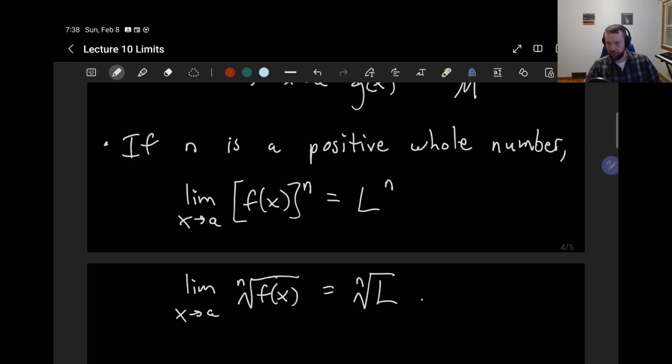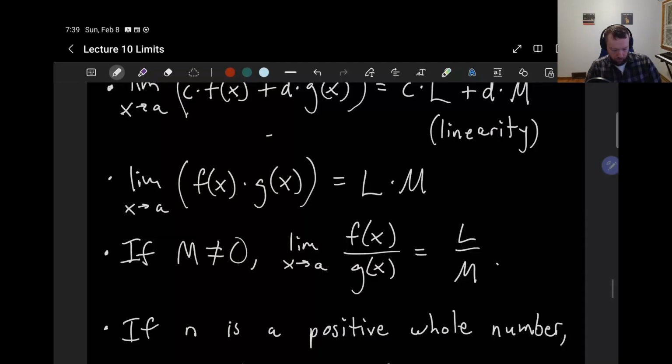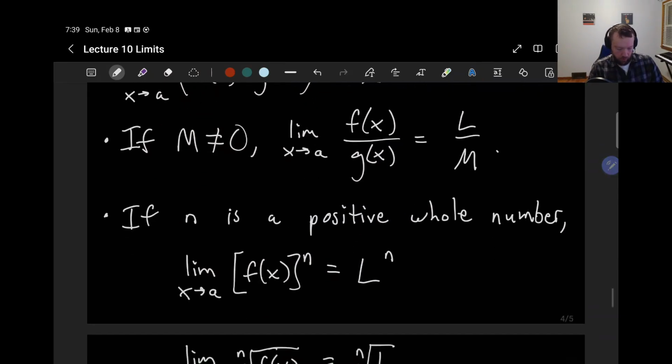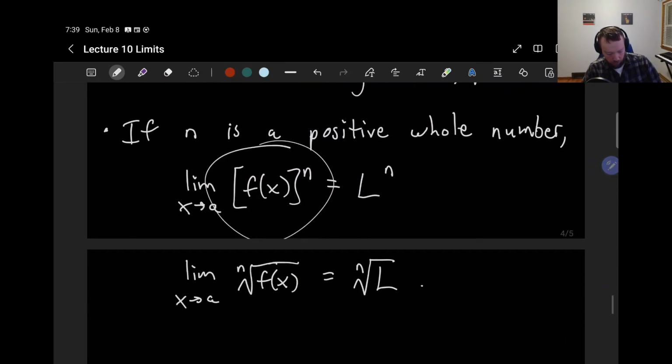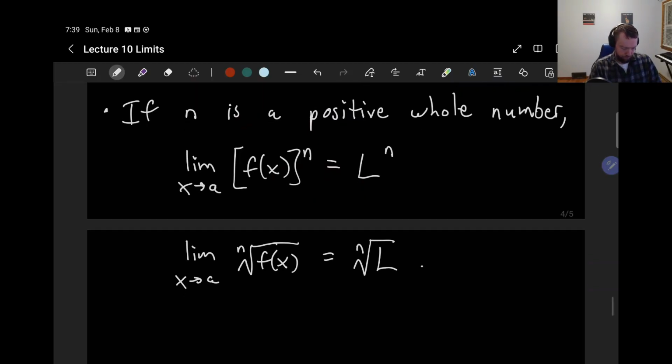So you have all of these very nice properties with limits. They behave just like you would want them to when you're adding functions, multiplying them by a real number, multiplying the functions, dividing the functions, or taking the functions to a certain power, or the nth root. These all behave very well with limits.